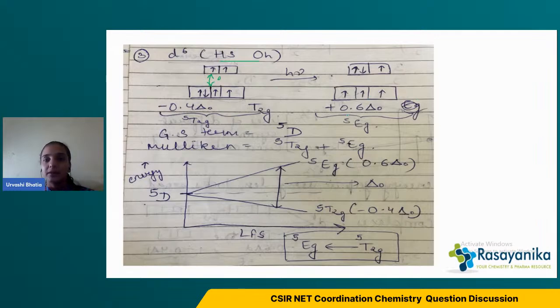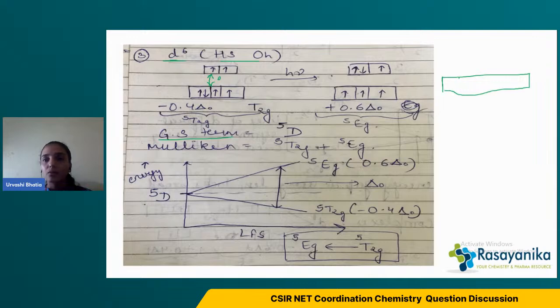And similarly here, 0.6 Δ, how have you got it? t2g3: 3 into minus 0.4 plus 0.6 into again 3. So you get 0.6 Δ. Okay. So this ground state term. The ground state term for this configuration d6 is 5D. How do you get 5D? I'll show you here.